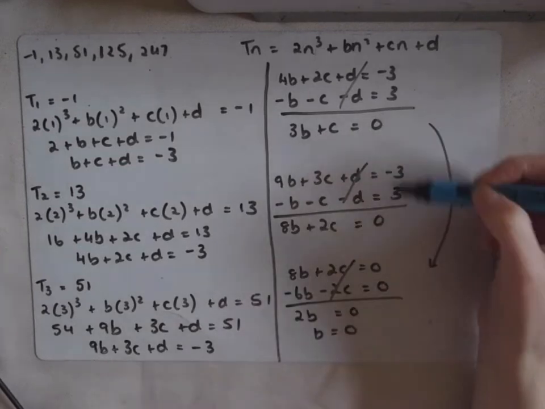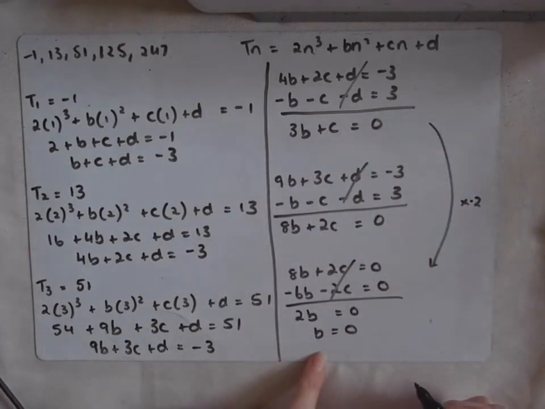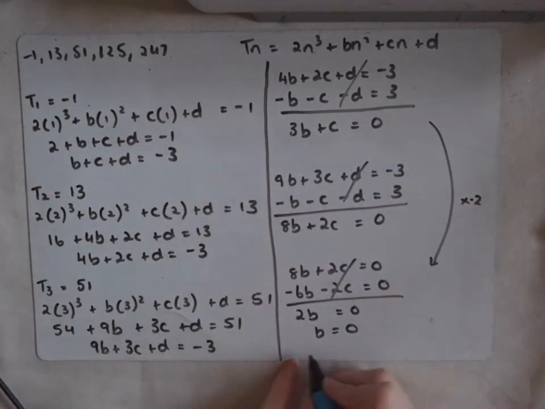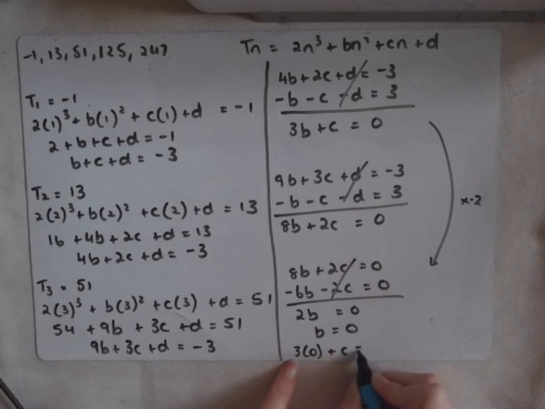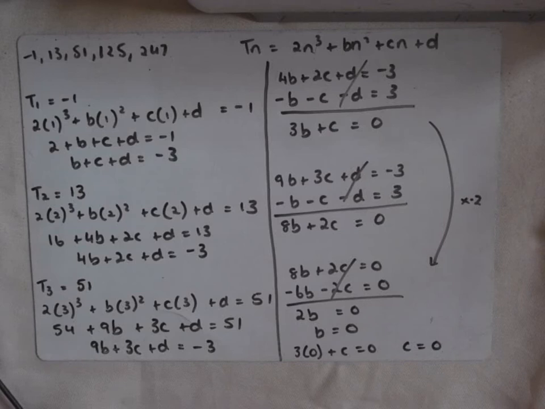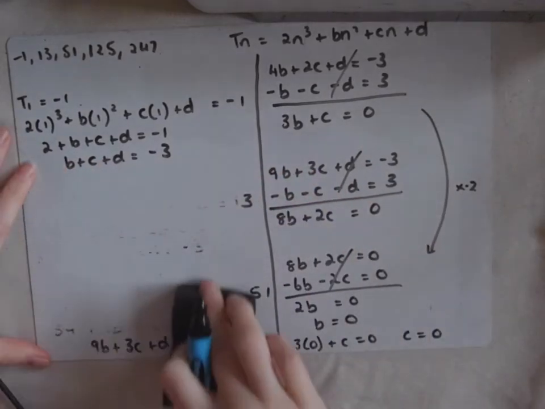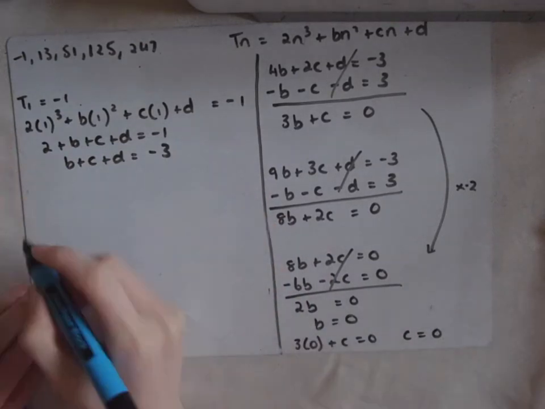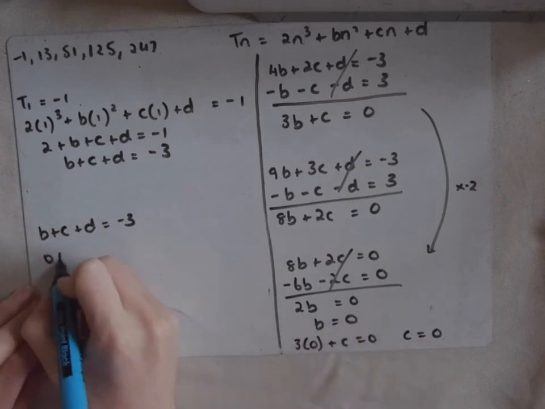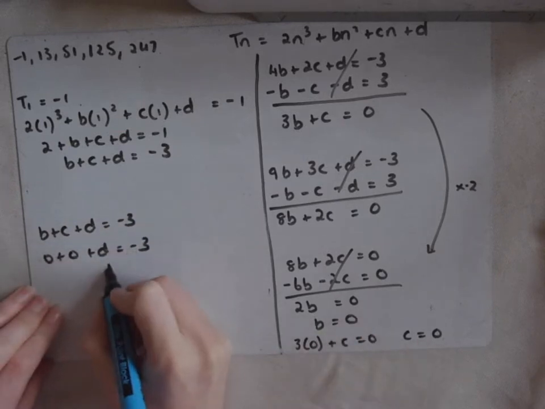And then you're going to pick one of these lines, and you're going to fill that b in. Okay, so 3b plus c is 0, so 3 zeros plus c is 0, so 0 plus c is 0, so c is 0 as well. So you've got your b is 0, your c is 0, and you're going to fill it back in, up in one of these lines here. Okay, so I'm just going to fill it back in here. b plus c plus d is minus 3. So b is 0 and c is 0. So you get d is minus 3.